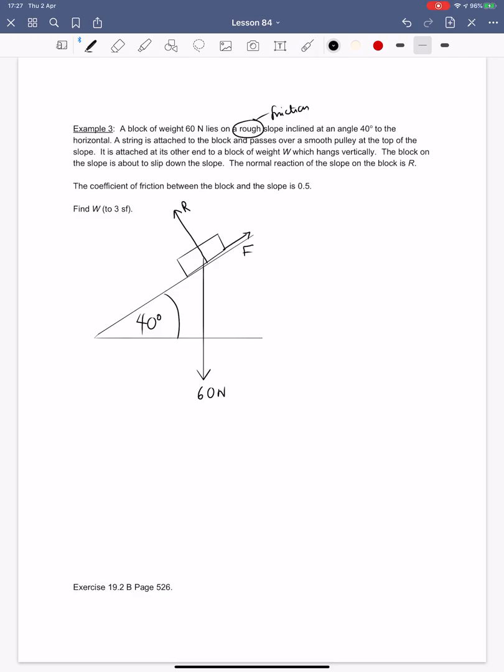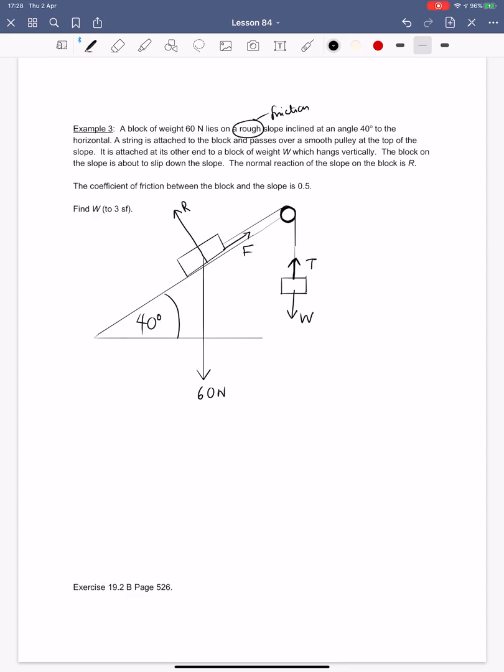A string is attached to the block, which passes over a smooth pulley at the top of the slope. Which is attached, let's just draw a better circle, at the other end to a block of weight W, which hangs vertically. So that's going to be hanging vertically, W. So there's going to be a tension in this string. Lots of forces here.